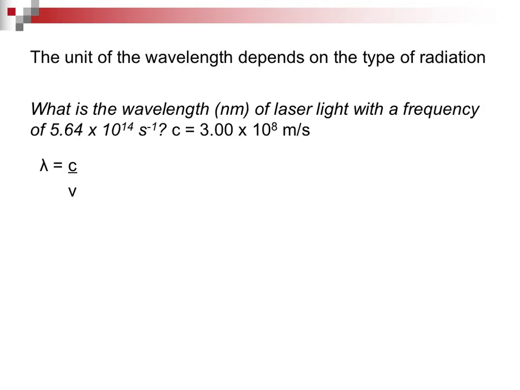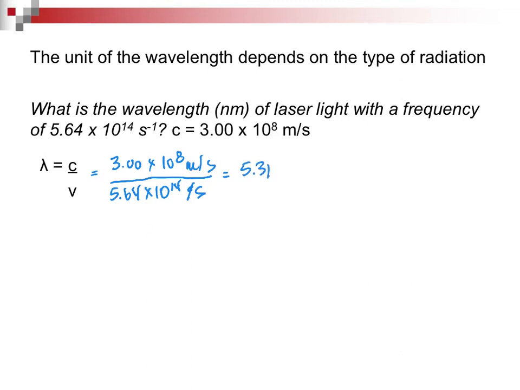Okay? The last slide in this section says we want to make sure you know how to convert between wavelength and frequency. There are really two ways to do this calculation. I'm going to show both. It says wavelength is the speed of light divided by the frequency. The speed of light is 3 times 10 to the 8th meters per second. The frequency given is 5.64 times 10 to the 14th per second. That's also what seconds to the minus 1 means.